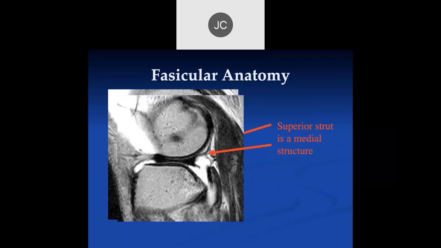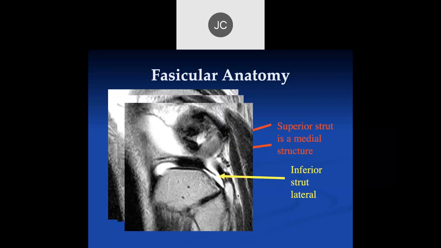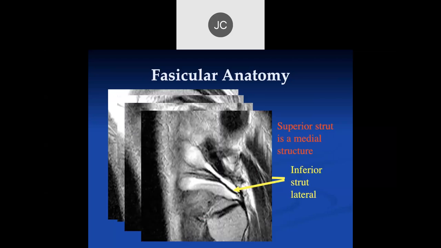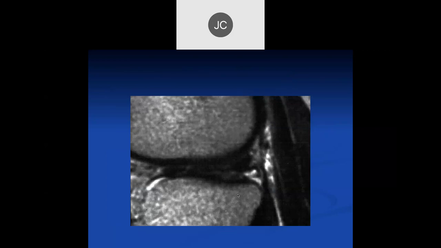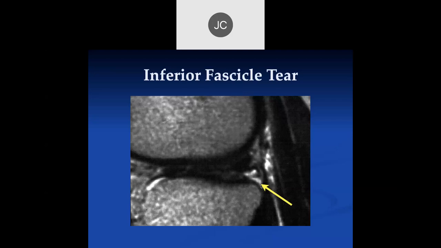Yeah. So that's a superior strut, inferior strut, with the popliteus tendon going between them. Okay. Robert, what do you think of this case? So we have a sagittal of the lateral compartment of the knee. Looks like there's fluid posteriorly. I'd be concerned for an inferior strut injury. Right, so this is actually an avulsion of the inferior strut, or a tear of the inferior strut from its attachment there. So that's an inferior strut or inferior fascicle tear.